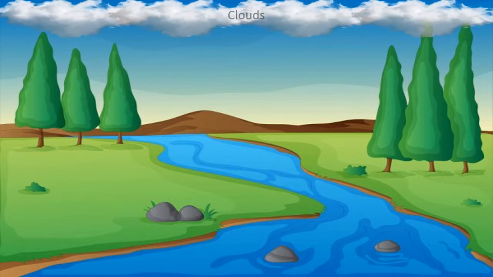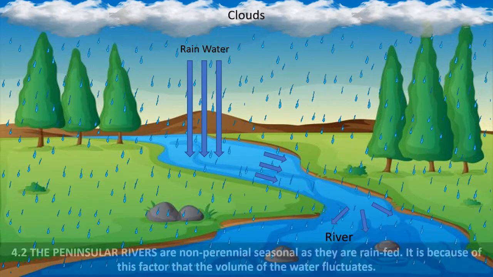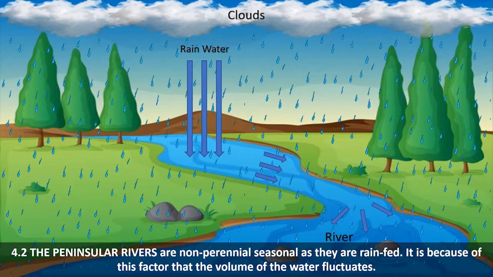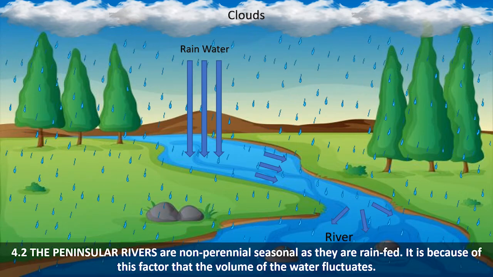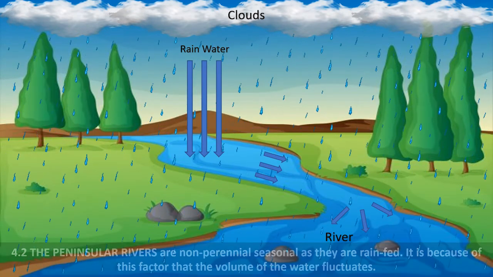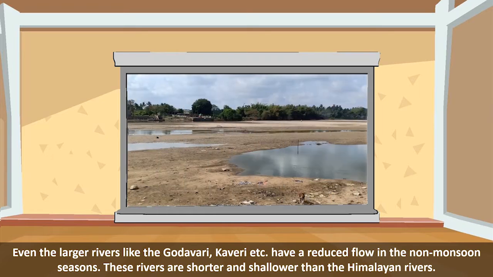Unlike the Himalayan rivers, the peninsular rivers are non-perennial. These types of rivers receive the water from the rains. Hence, the volume of the river fluctuates depending on the monsoon season. It is observed that the major rivers like Godavari and Kaveri have varying volumes of water due to the same reason. In comparison to Himalayan rivers, the peninsular rivers are shorter and shallower.